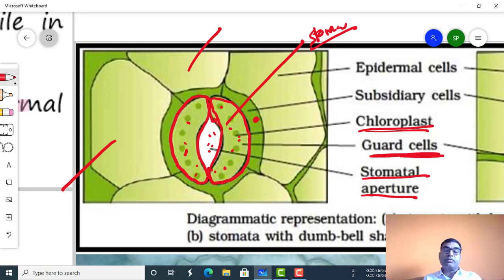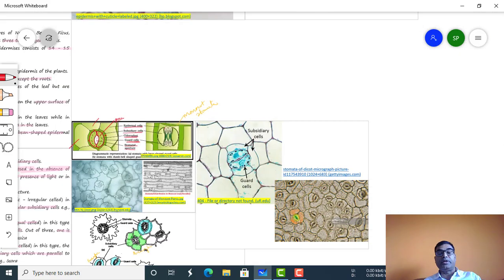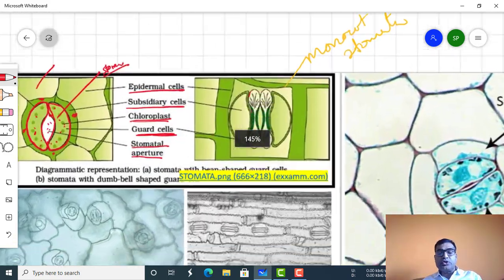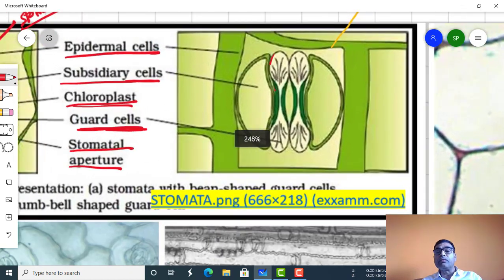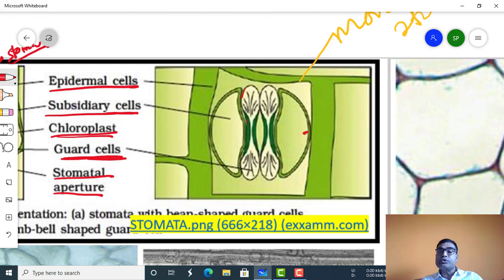Here first one, second one, third one, fourth one. All these are the subsidiary cells, and after the subsidiary cells the epidermal cells as usual will be present in the epidermis. Just see this one figure again. This is a stomata of a monocot. This one is a monocot stomata, or a graminaceous type of stomata.